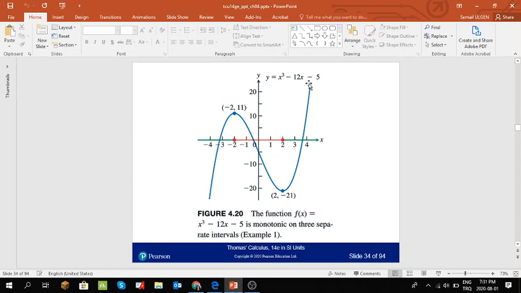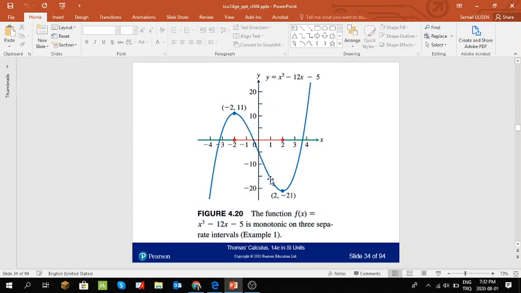But how are we going to do that without seeing the graph? You have to take the derivative of this, and you're going to look at x values where f prime is positive. That's where you're going to get that f is increasing. And you're going to look at the x values where f prime is less than 0. This is where the graph is decreasing. You're going to find that between negative 2 and 2, the derivative is negative.